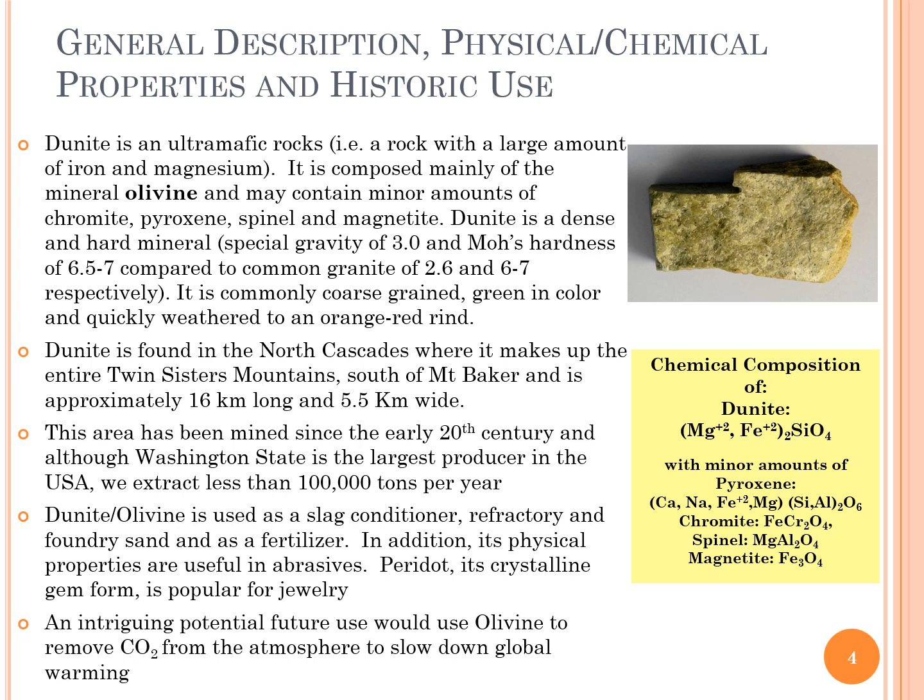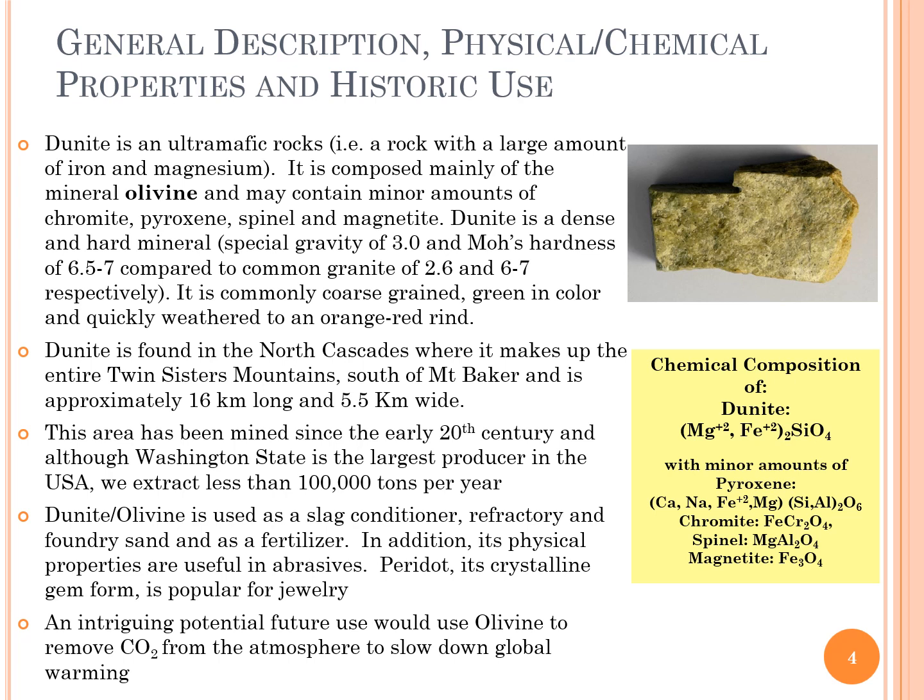Dunite itself is a dense and hard mineral, specific gravity of 3 and Mohs hardness of 6.5 to 7, which makes it fairly hard, particularly compared to something like common granite. It's usually coarse grained, green in color, but notable because it quickly weathers to an orange-red rind, particularly the red colors, which are tied to the iron in the stone.